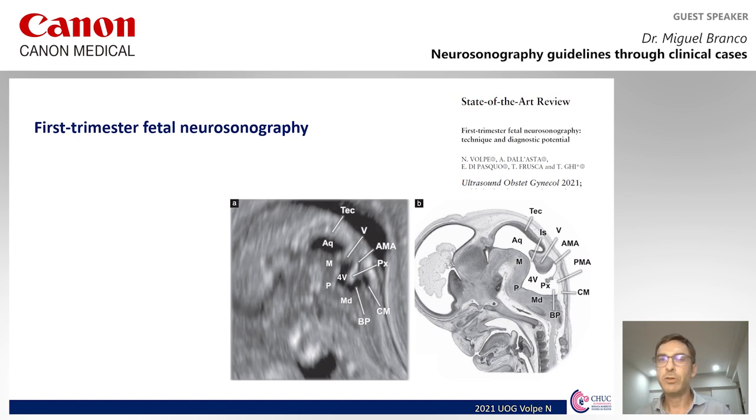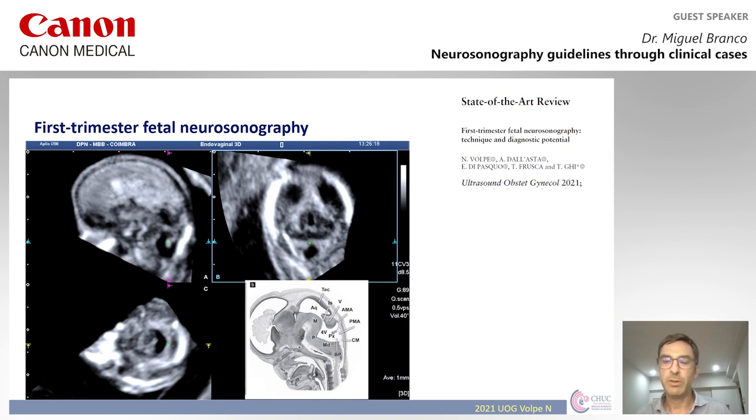First trimester fetal neurosonography is a new field, and I strongly recommend you read this paper by Nicola Volpe. In this correlation between a microscopic specimen and the first trimester sagittal evaluation, we could identify the aqueduct of Sylvius, the Z-shaped brainstem, the fourth ventricle, the choroid plexus, and the vermis.